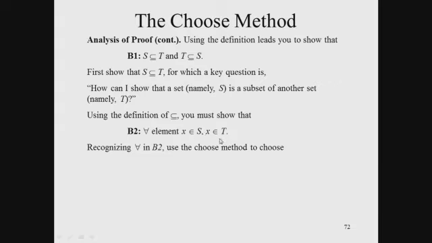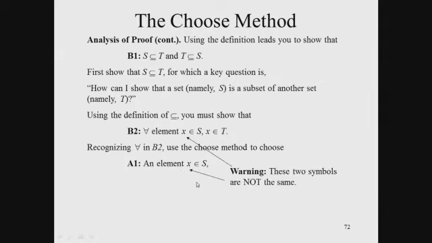Now you have to remember how the choose method works. And the answer is you have to choose an object with the certain property. So what should I choose here? Choose an element X in S. And notice again, overlapping notation. Be careful here. This is a general for all X. This is a specific chosen X. How does the choose method work? You choose an object with a certain property for which you must show that X is an element of T, and that becomes your new backward statement.